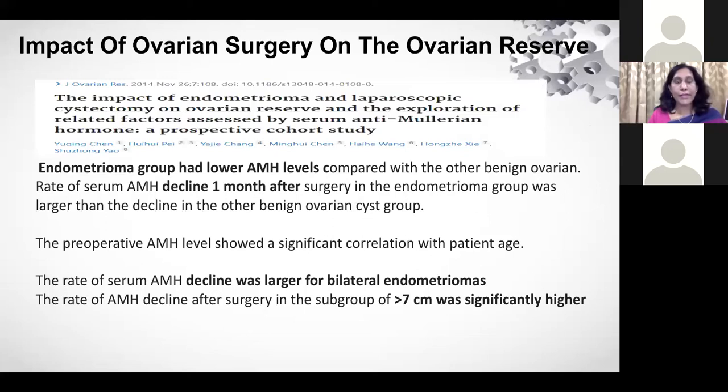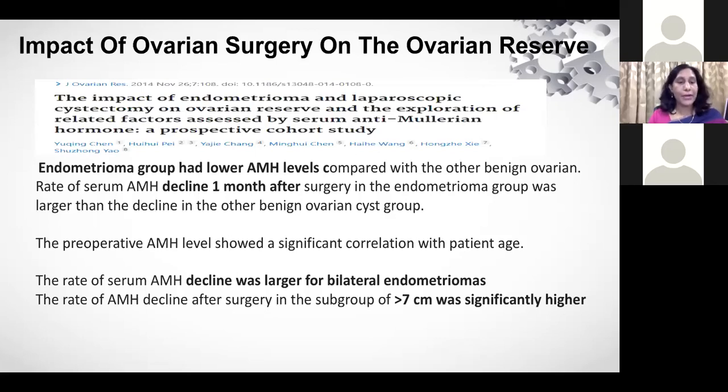Now, we all know that the impact of ovarian surgery is there on the ovarian reserve. An AMH level we use quite often to predict how much surgery has affected the reserve level. It has been seen in this study that the endometrioma group had lower AMH levels compared with other benign ovarian cysts. The rate of serum AMH decline 1 month after surgery in the endometrioma group was larger than the decline in the other benign ovarian cyst group.